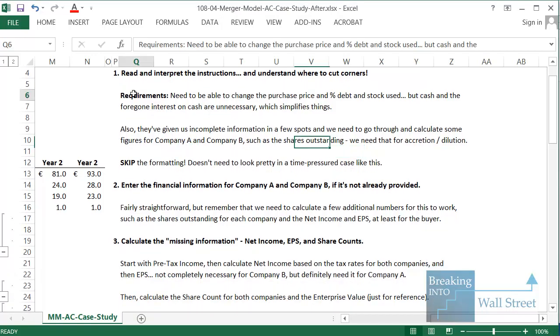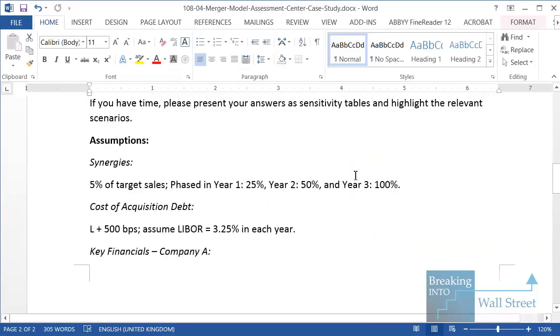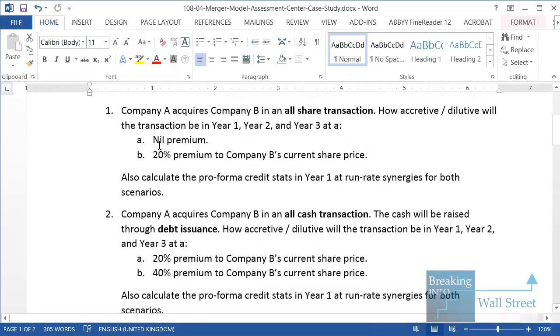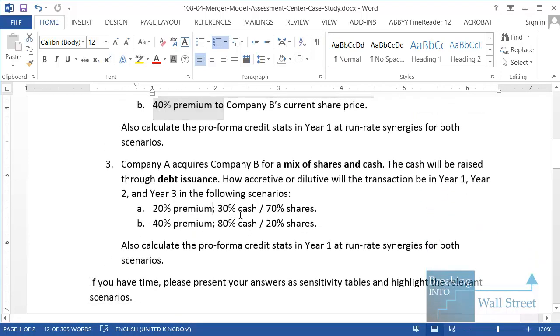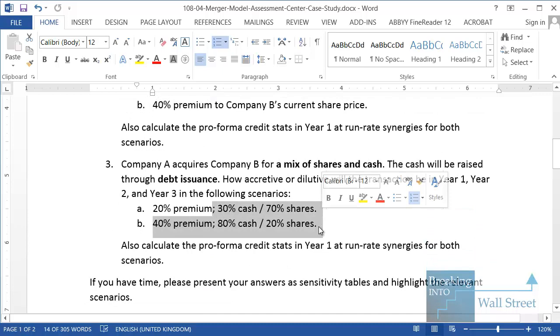Now here, from the instructions, we know that since we have to analyze the company and the deal at different premiums, we have to be able to change the purchase price. We also have to be able to change it from a stock deal to a debt deal and change the percentages on those.